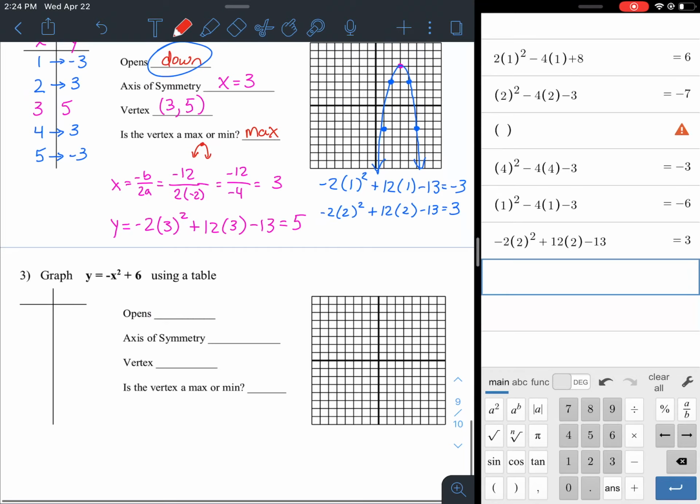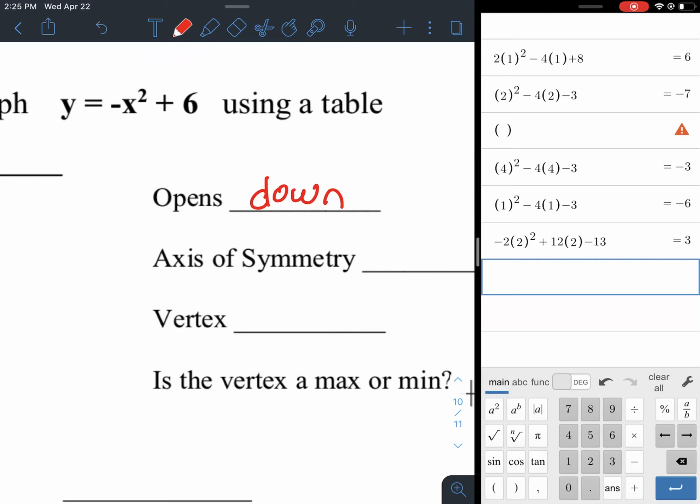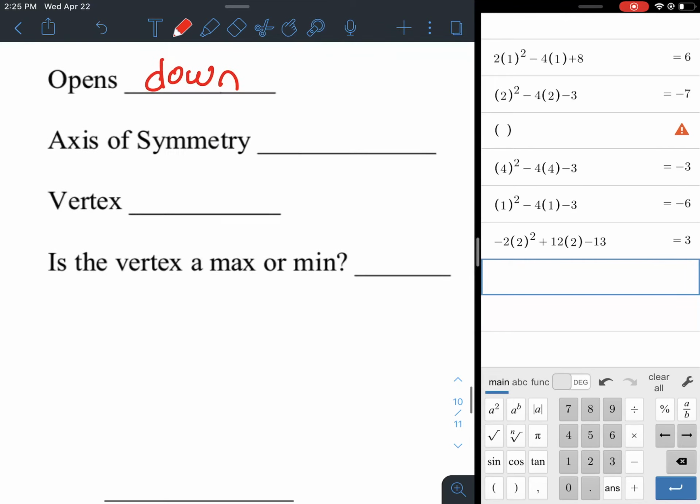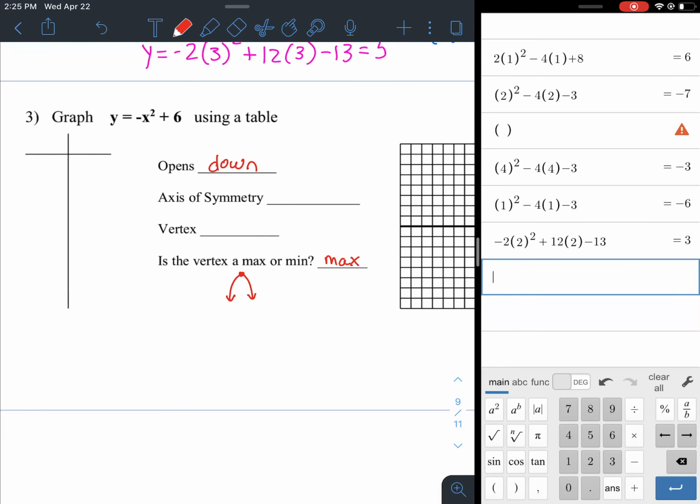Okay, so let's talk. First one, what direction is this graph opening? Y equals negative x squared plus 6. Well, we see this negative sign right in front, so this is going to open downward. Okay, axis of symmetry and vertex. Well, we'll get back to those. Is the vertex a max or a min? Again, if the graph is opening downward, the vertex is going to be the highest point. It's a max.